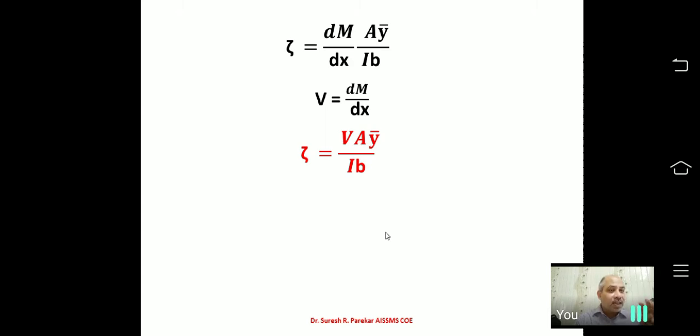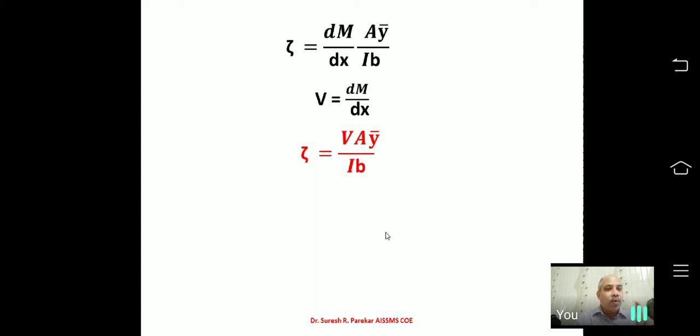Now third, in case of bending stress, we have maximum values at the outermost fiber, because sigma is equal to M by I into y, and y is the distance of the fiber from the neutral axis. So at the neutral axis y is 0. So my bending stress is 0 at the neutral axis, and bending stress is maximum at the outermost fiber.